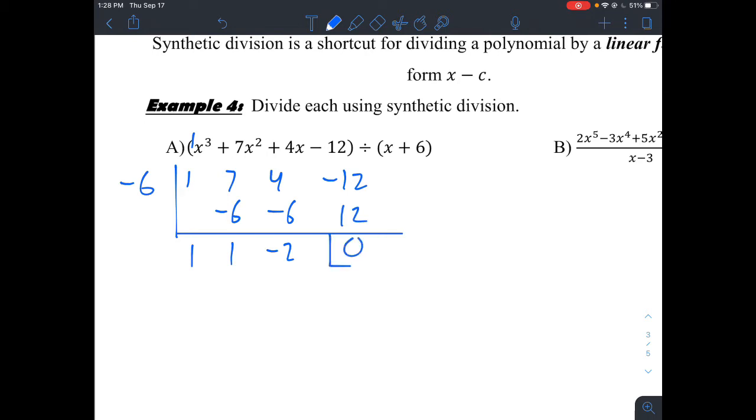Some teachers, some students like to put a box at the end. That's your remainder. If the remainder is 0, that means it is a factor. So if we divided this out, since this is a cubic function, when you divide, you always lower the degree by 1. Okay, so our answer now is going to be a quadratic function. 1x squared plus 1x minus 2.